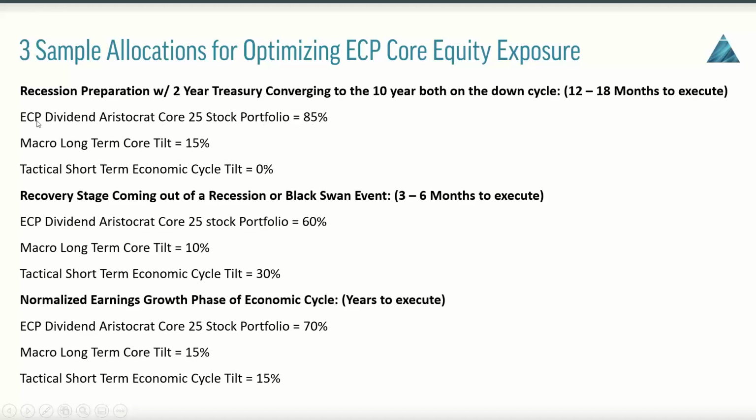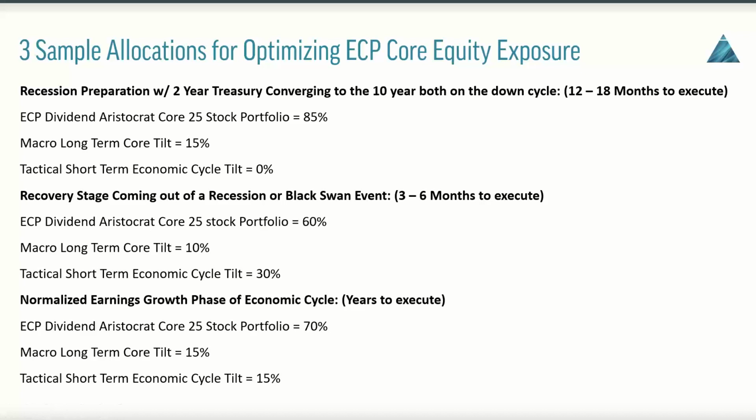And so at this point, you can go into what I'd like to call the 85% weight, right? So this is where you're in a more defensive stance, right? We've raised that allocation to the Dividend Aristocrat Core 25 stock portfolio all the way up to 85%. But we keep that macro long-term tilt in play at about 15% to just go ahead and continue to benefit from any upside capture that might be there. Also, these macro long-term core tilts tend to fare fairly well going into a recession.